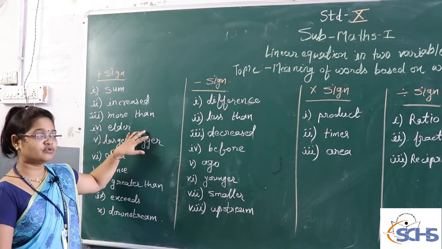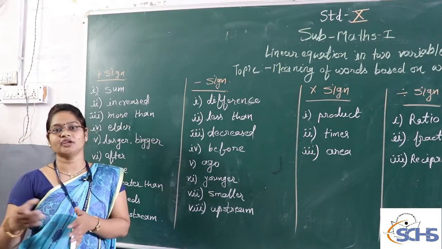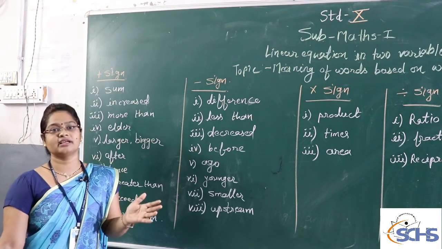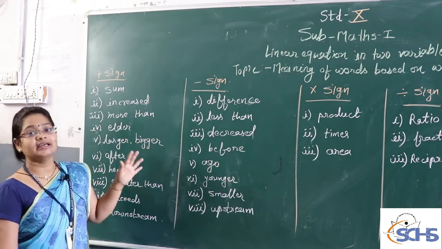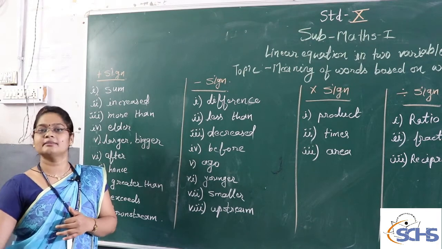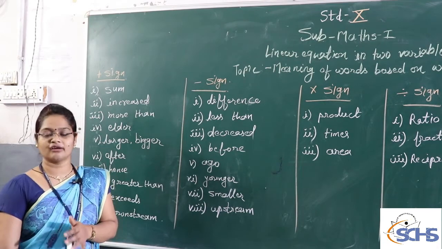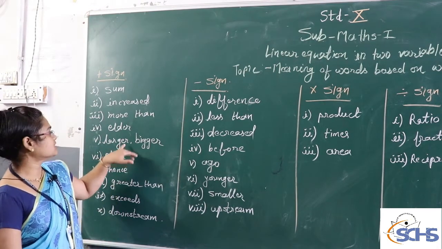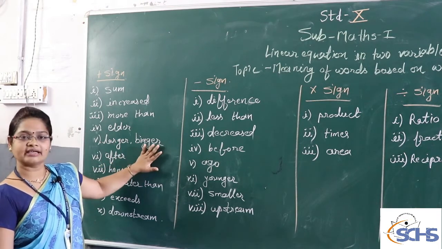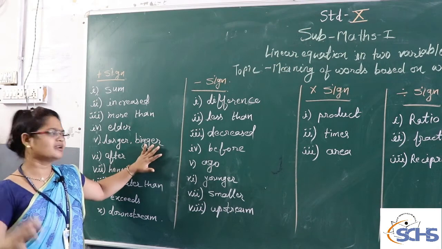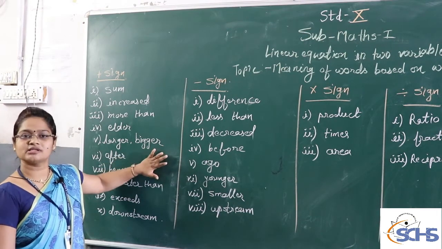Elder is given, for example, the age of Sunil is greater than the age of Anil by 2. If we take the age of Sunil as A and the age of Anil as B, we write A is equal to B plus 2. Here also we have used the plus sign. After elder, then larger and bigger. Larger means bada, and bigger has the same meaning. So in this case also we will use the plus sign.